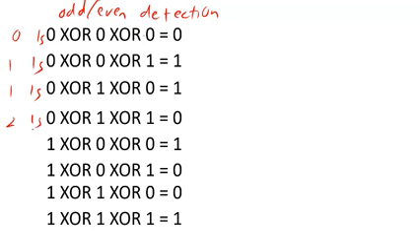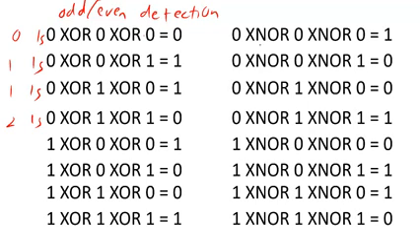Alternatively, we could use the complement or negative of the XOR operation, the XNOR operation, to flag errors. The XNOR would output a 0 if there is an odd number of 1s, and it would output a 1 if there is an even number of 1s.